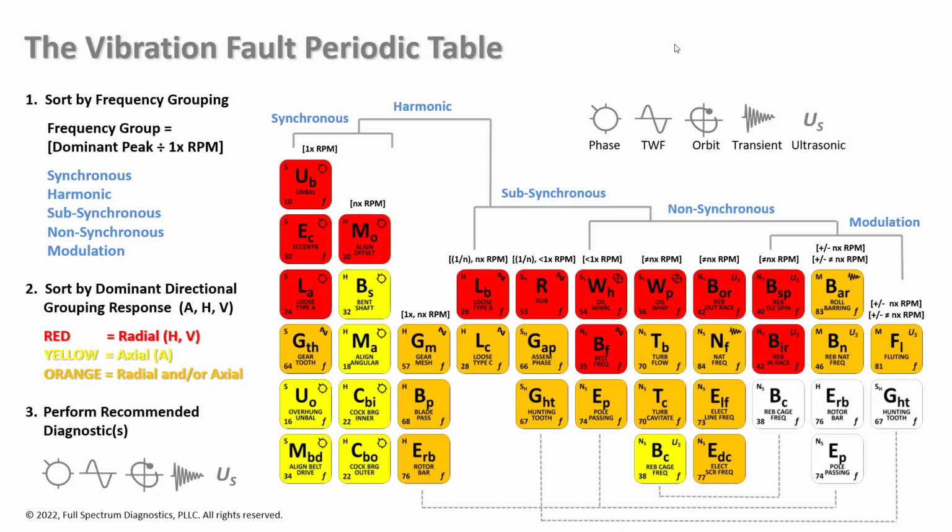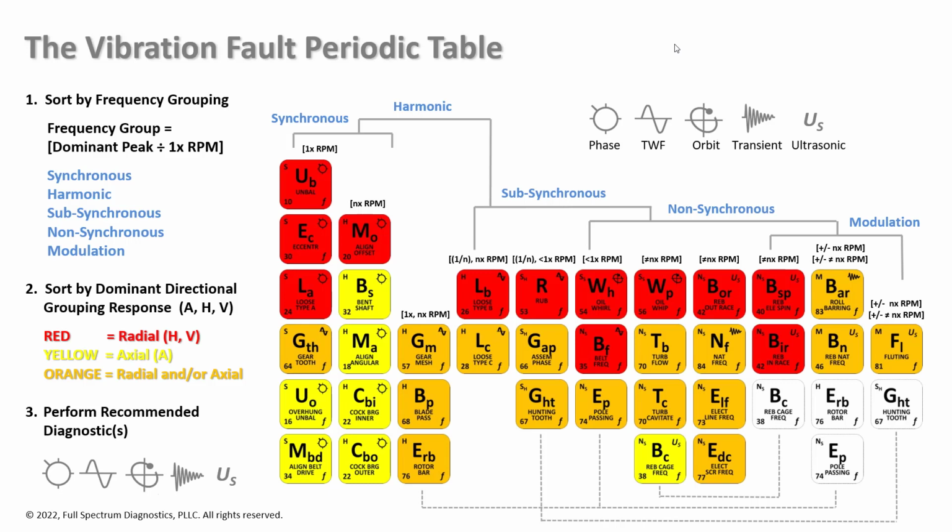And the last is modulation. Modulation is a pulsating event in either amplitude or frequency, and it usually generates some sidebands in the spectrum. So that kind of details what we're looking at. The second sorting mechanism is the dominant directional response, and we have different colors for that. Red is radial dominant response, yellow is axial dominant response, orange can be either.